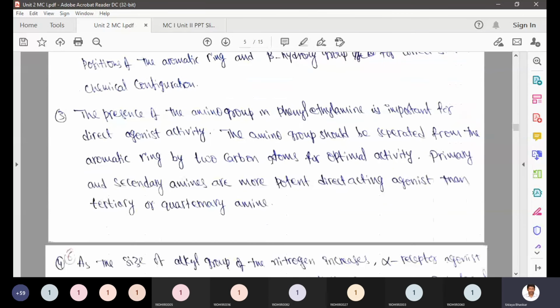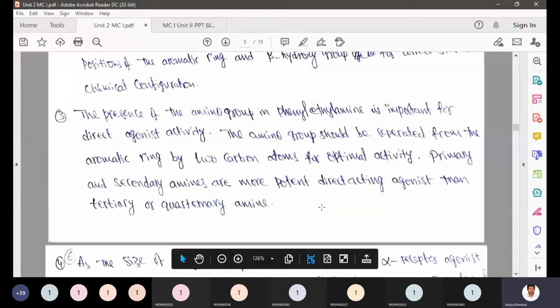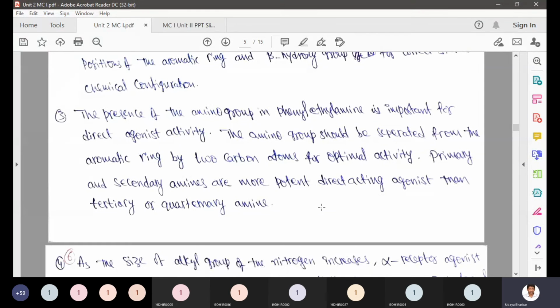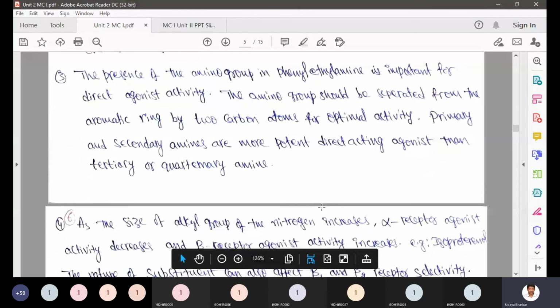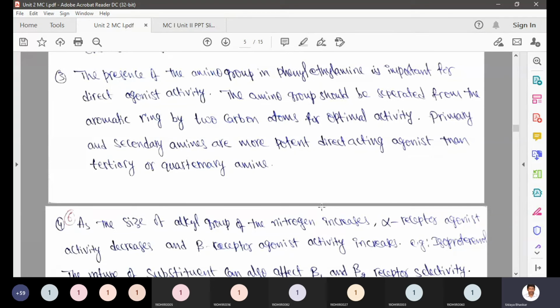The presence of the amino group in phenylethylamine is important for direct agonist activity. Agonist activity is through the amino group, okay, in the terminal end. The amino group should be separated from aromatic ring by 2 carbon atoms for optimal activity. So it is there. The catechol is separated from the amine through ethylene bridge. That is what the separation needed is insisting.